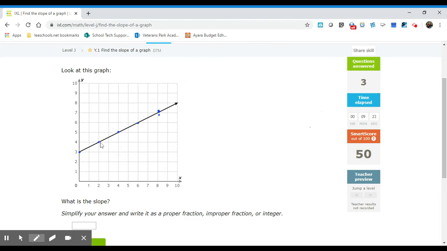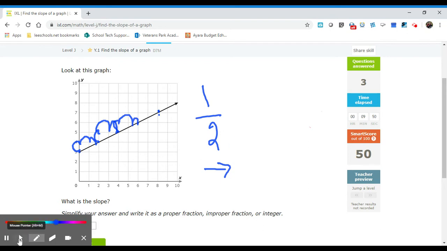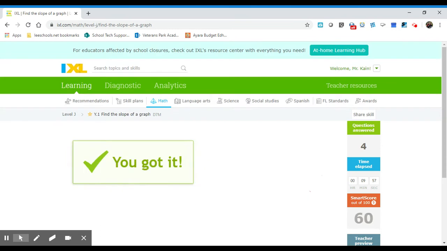So if I start at this one, I rise 1, and I run 1, 2. In a positive direction, since it's going this way, it's a positive 1/2. Now notice every single point on the line also is 1/2. So rise 1, run 2, 1, 2. From here to here, rise 1, run 2. So every single point will have a slope of 1/2 if it's a constant rate of change, which these all have a constant rate of change.